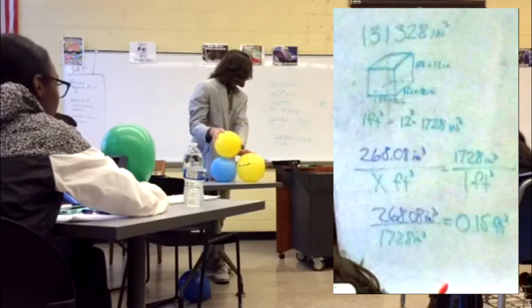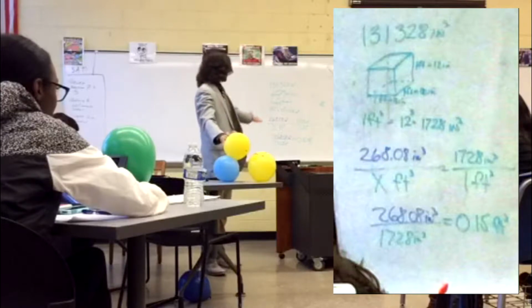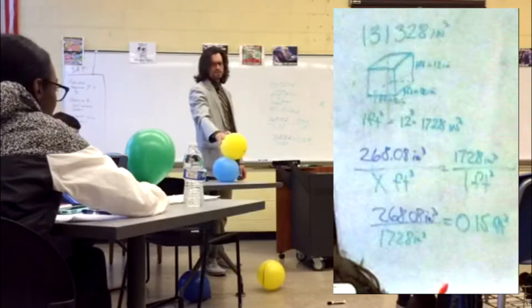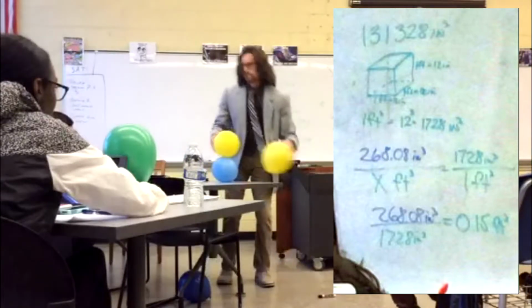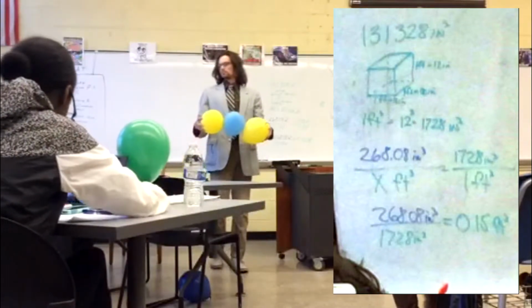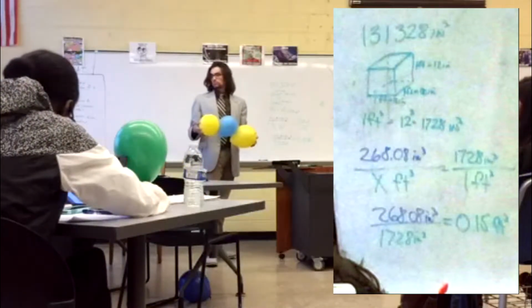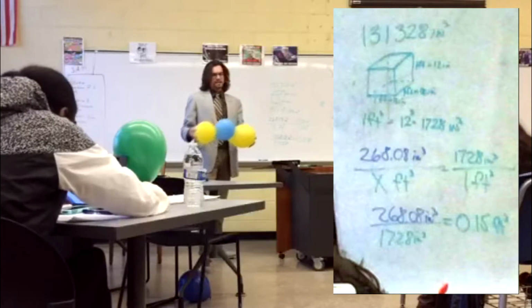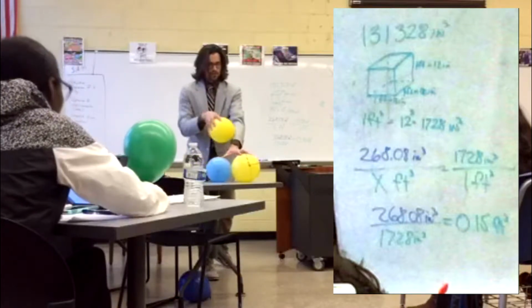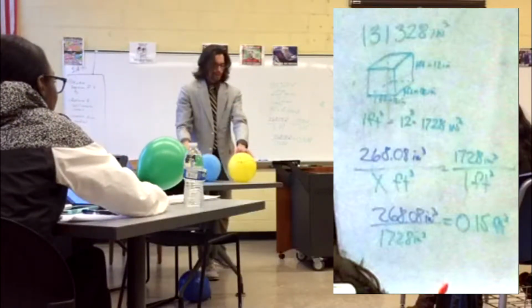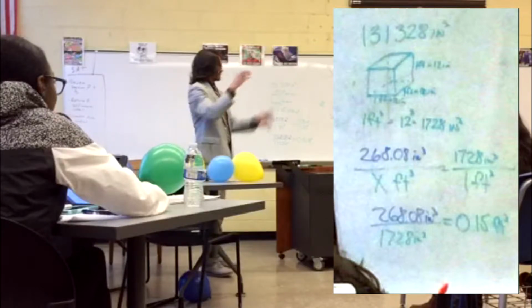Would 8 balloons make up the cubic foot? What's 0.15 times 8? 1.2. So it's a little bigger. But that's the gist of it, right? You got 2 by 2 by 2. All right, so that's what's going to happen inside the room here.